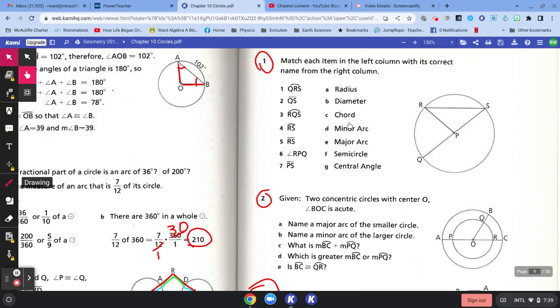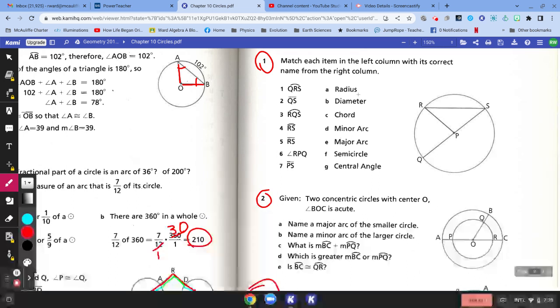I'm going to talk about some of the problems in 10.3 that we're working on. The first few are really simple. It's just to make sure you understand what these things are. So we want to match each item in the left column with its correct name from the right column. This is just to confirm that we know what we're talking about.